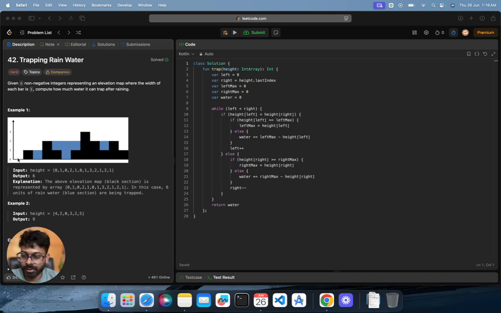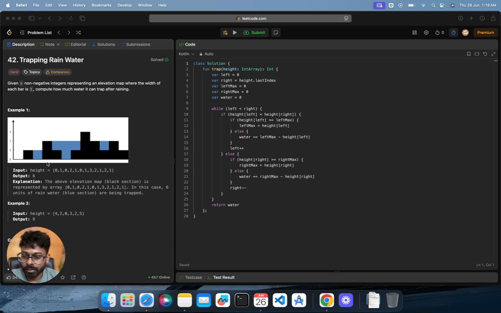So the very first thing that I saw in this question is that if you have a left and if you have a right, then the water would be trapped in between, right? It won't be trapped like here or here. So that's the very first thing. The second thing is that whenever water is trapped, it has a left and right wall. So there should be a left wall, there should be a right wall, and the water has to be trapped in between.